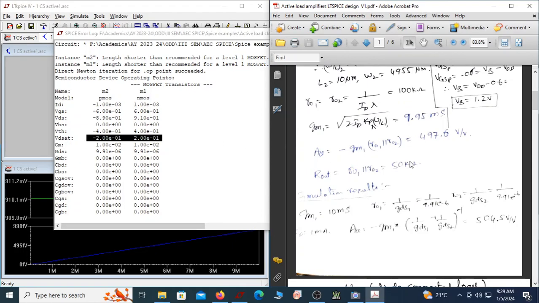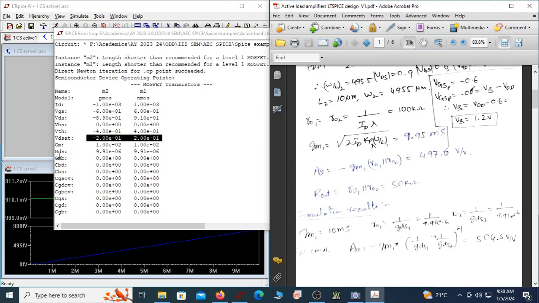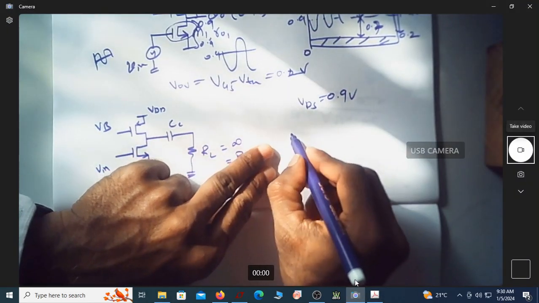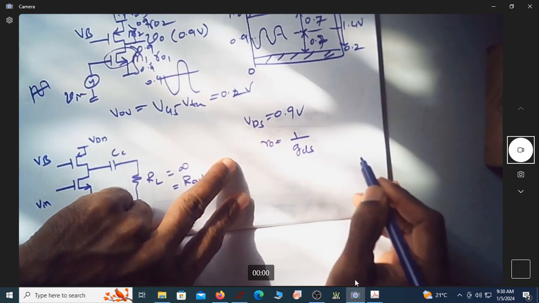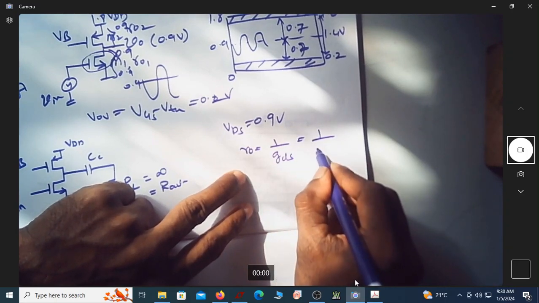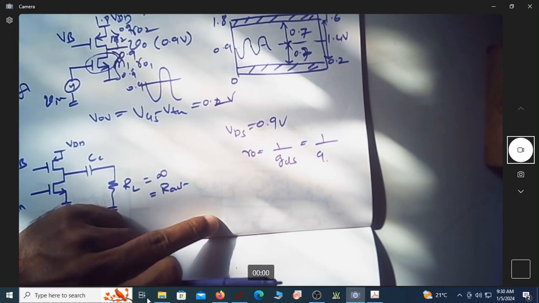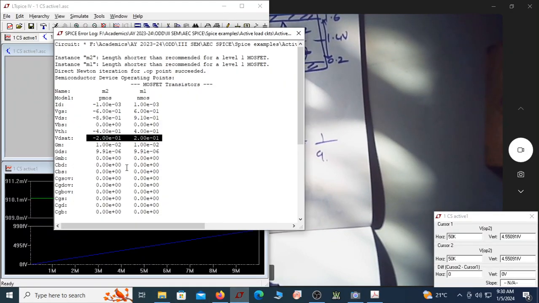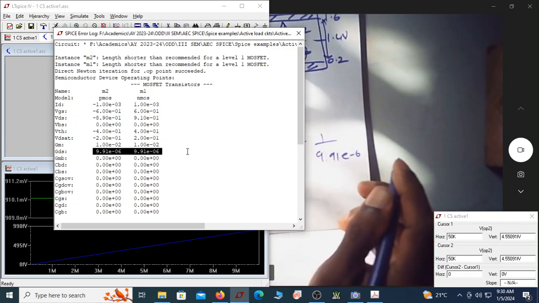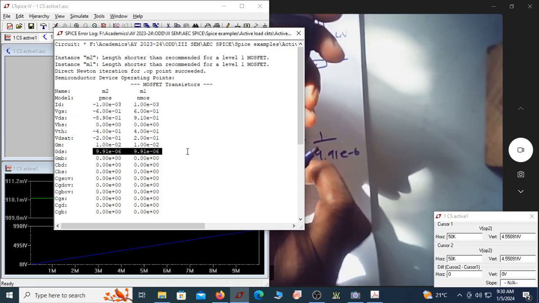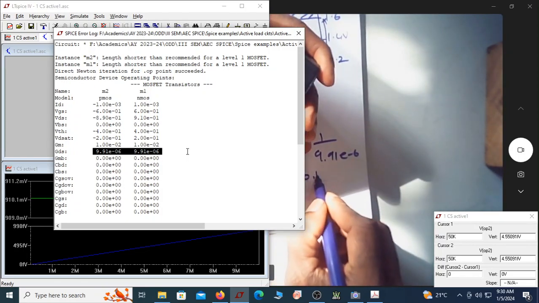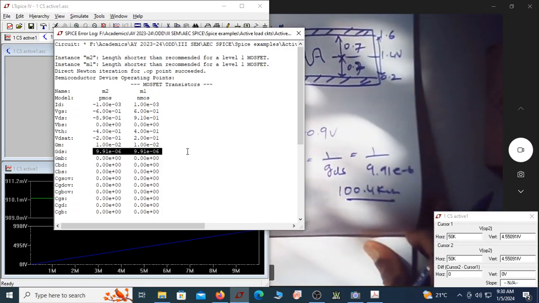How do we get the ro in these? ro is actually 1 over gds, the conductance between drain and source. If you go back and see, this is gds, 9.91 e power minus 6. If I find 1 over that, it is about 100.4 kilo ohm. This is the resistance I have.